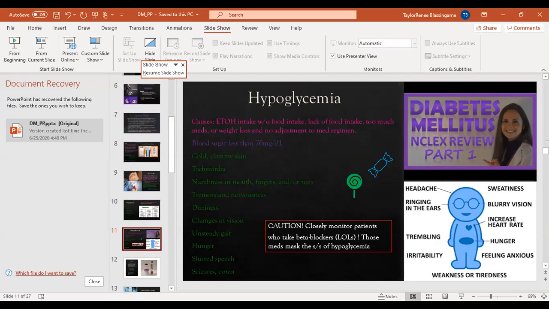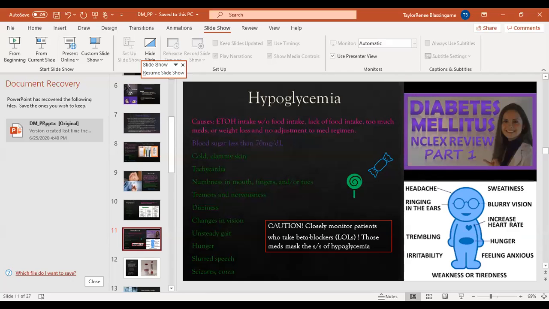So when your patient's hypoglycemic, this is a blood sugar less than 70, their signs and symptoms are cold, clammy skin, tachycardia, or I've also read palpitations somewhere, numbness in mouth, fingers, and/or toes, tremors and nervousness, dizziness, changes in vision, unsteady gait, hunger, and slurred speech.